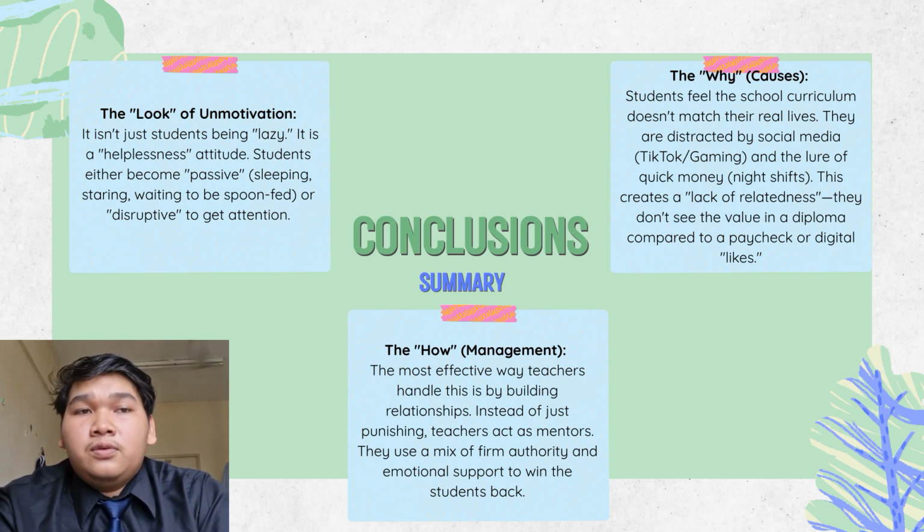Finally, how do we manage this? The findings suggest that the most effective tool is not punishment but relationship building. Both teachers emphasize acting as a mentor rather than just an instructor by using what we call supportive monitoring, which includes personal rapport, scaffolding, and genuine praise. Teachers can rebuild a student's confidence while they must maintain firm authority to keep order. It is this human-centered emotional support that truly re-engages the learner.